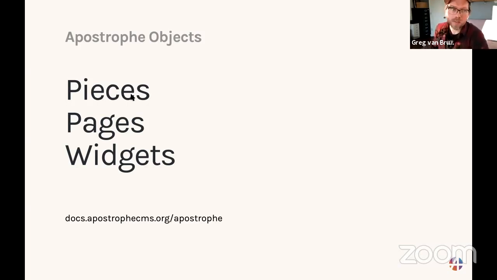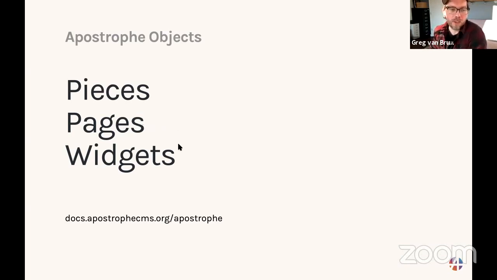Pieces are basically content types. They're flexible. You can customize them any way that you need. Pages are basically single instances. Pieces can have pages, and that's basically how you display content on your site.